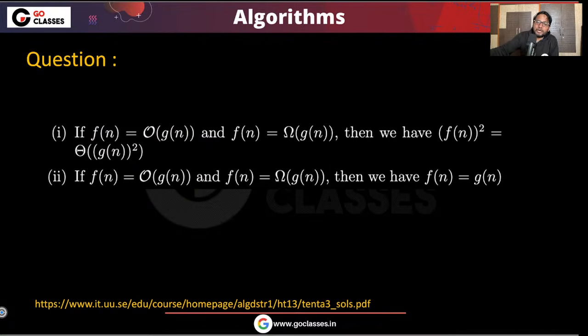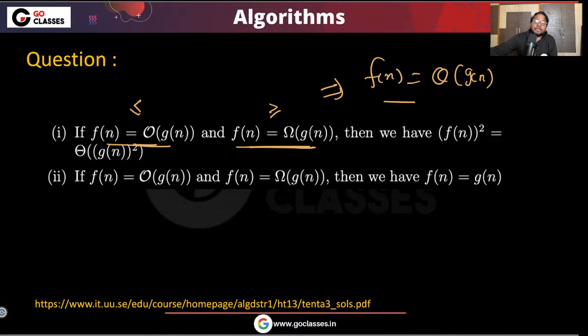Now can you answer this question? If Fn is equal to order of Gn and Fn is also omega of Gn, which means it is lesser than or equal to and greater than or equal to, then definitely it is theta first of all. Then Fn is theta of Gn. If this is theta, then the square is also theta. Just see if the constant can play any role. The constants can't play any role here, right? We have seen this. So that's why this is true.